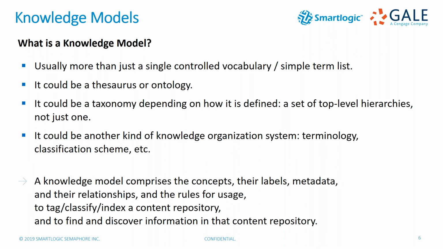So I would think a knowledge model comprises concepts, their labels, any other kind of metadata or attributes of concepts, their relationships, and also their rules for usage. And they're used to tag, classify, and index a content repository. So one knowledge model goes with one set of content so that users can find or discover information within that content.